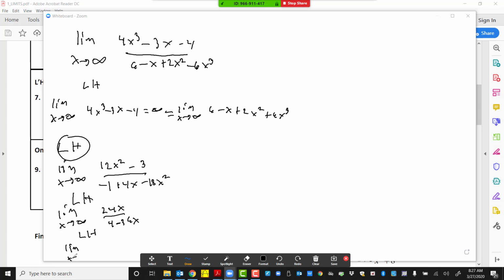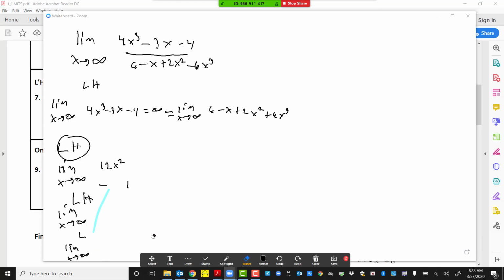Limit as x approaches infinity of 24 over negative 36. Well, that's just going to be whatever 24 over negative 36 simplifies down to. They're both divisible by 12, so we had negative 2 over 3. There's our final answer. That's with L'Hopital's rule. Now, L'Hopital's rule is very straightforward, but it's not always the easiest.